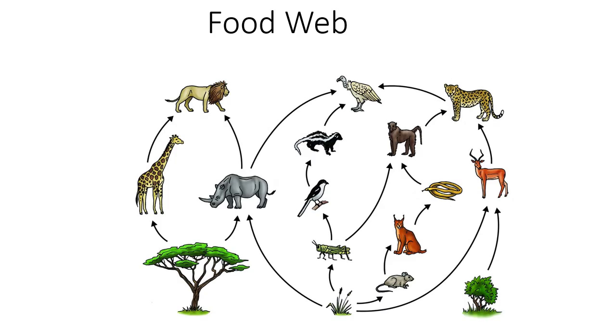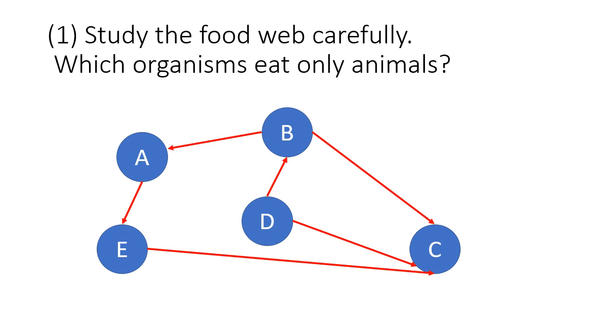For the past week, we have been learning about food web. Now it's time to apply what we have learned. Now let's take a look at a typical food web question. In this question, you are required to identify the organism which eats only the animals.